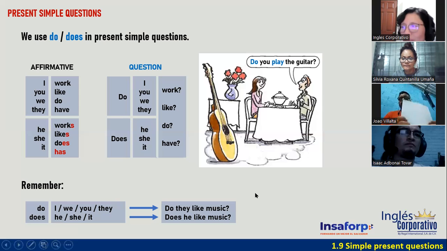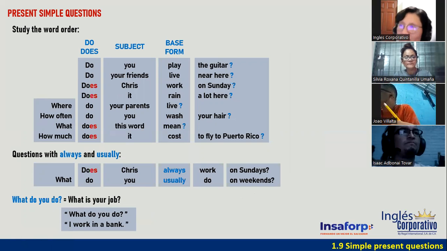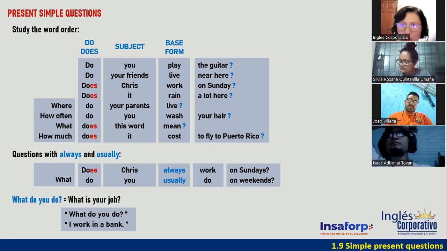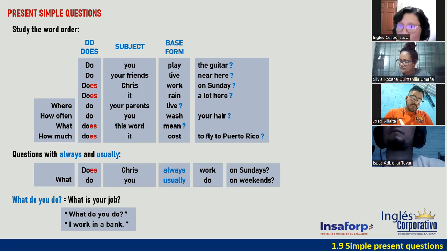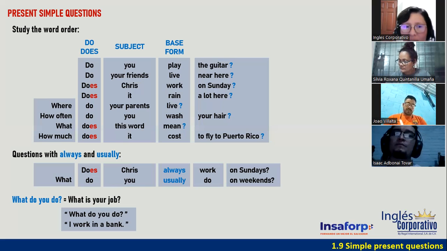Then, we mentioned the information questions, ¿verdad? Decíamos que las information questions llevaban siempre la misma estructura, con la diferencia que anteponemos al auxiliary una WH word o una WH phrase. La diferencia entre una WH word y una WH phrase es que si decimos una WH word, solo es una palabra: where, what, when. Si decimos una WH phrase es porque hay más de una palabra: how often, how much, what time, how old. Esas son las que nosotros usamos, como se ve en el material que les compartí el día de ayer.